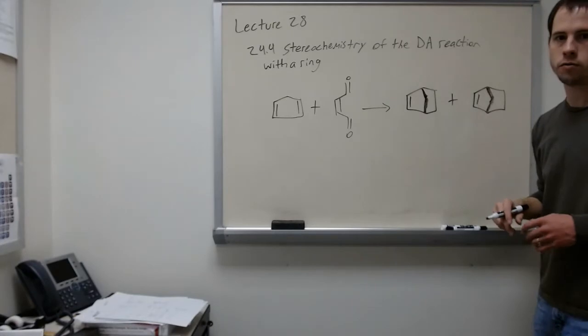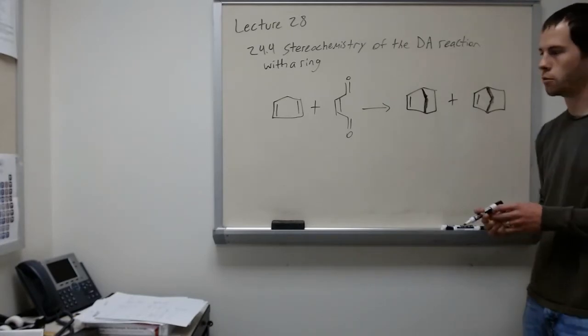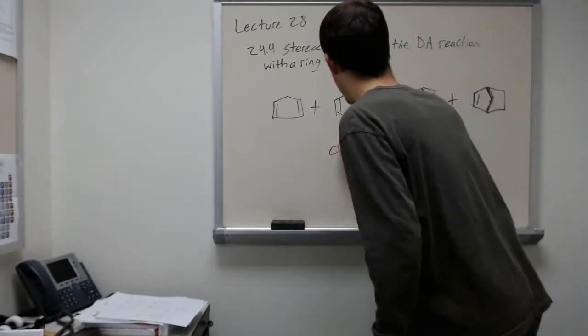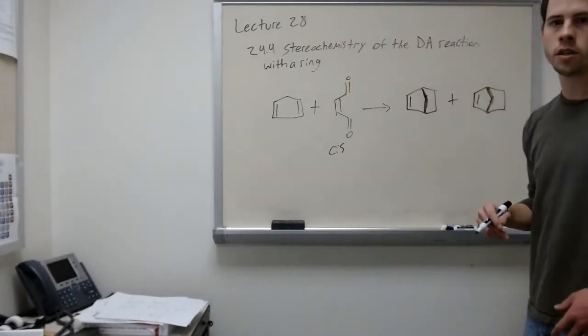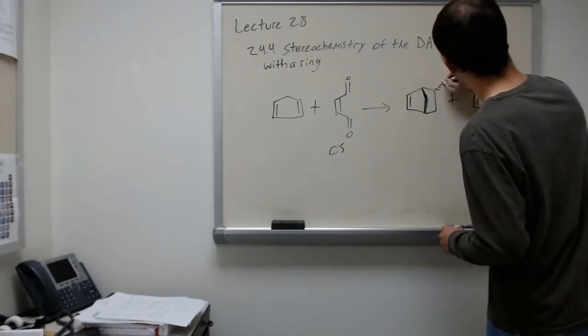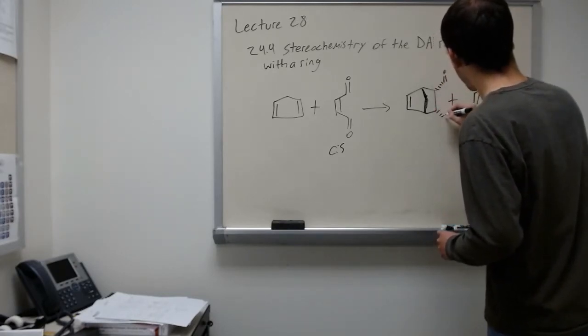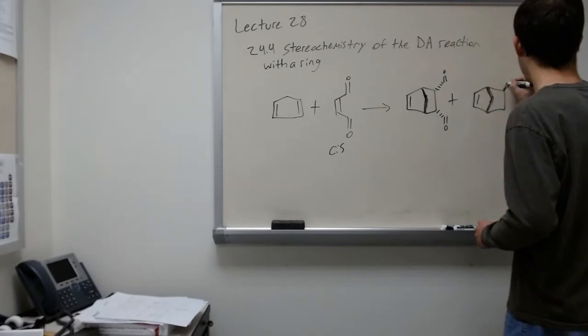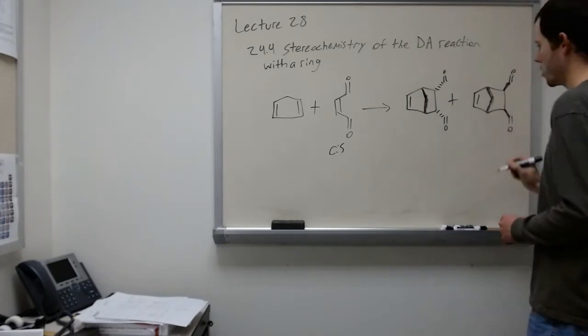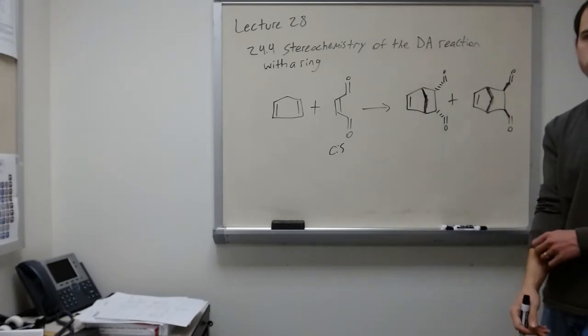All right, and so we've drawn it twice now. Now we want to think about our dienophile. We see that this is cis. And so they're going to be cis to each other, either pointed away or pointed towards us. And so we get these two molecules shown here.